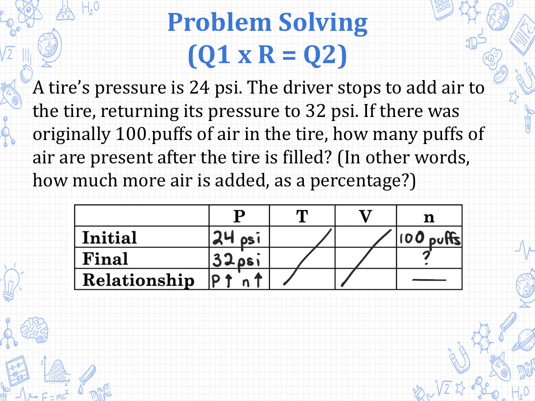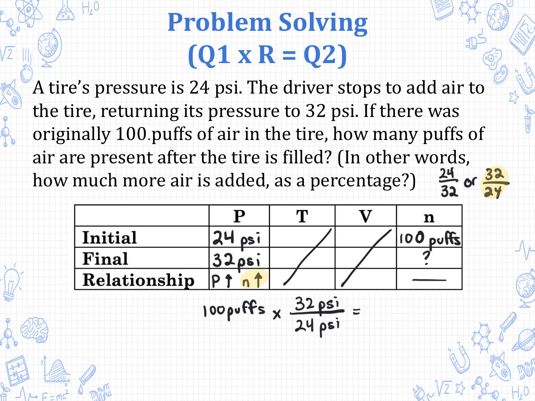It's not quite as easy to see the relationship between 24 and 32, but I can still use the same strategy. There's 100 puffs of air, and I'm going to take that quantity 1 and multiply it by my relationship. And my relationship can either be 24 over 32, or it can be 32 over 24. Based on what I know about gases, pressure getting bigger should cause number of particles to get bigger. And of these two fractions, 32 over 24 is going to get bigger. So 32 psi over 24 psi.